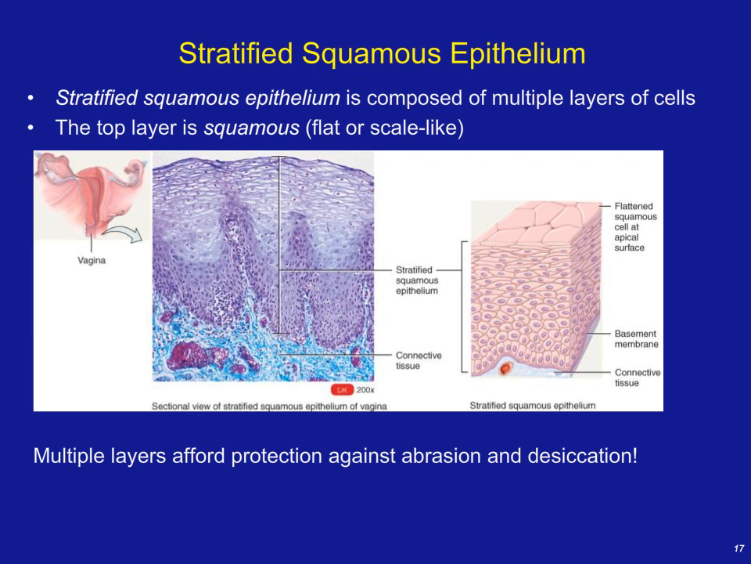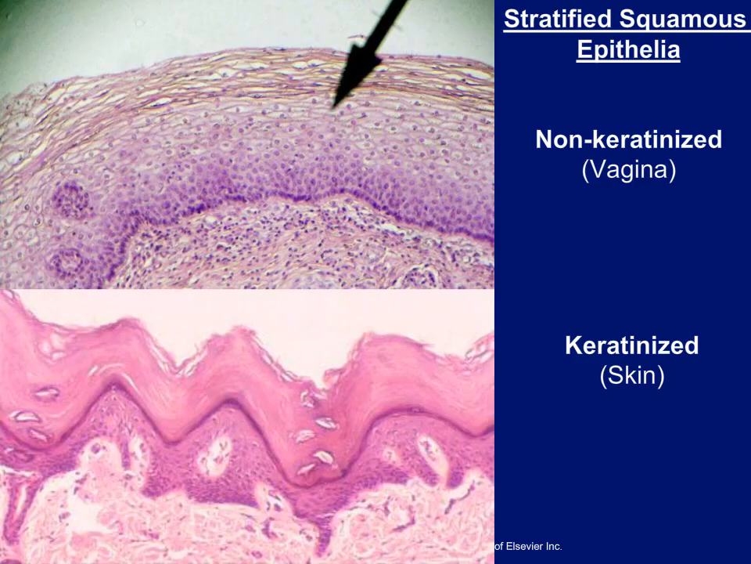Any place that's exposed to friction or has the potential for desiccation, or drying out, chances are it's going to be a stratified epithelium, because that gives us more protection. Now we said earlier that epithelia could have various surface specializations, and one of these specializations was the presence of keratin. And keratin is a waterproof protein that also makes that cell layer very, very tough.